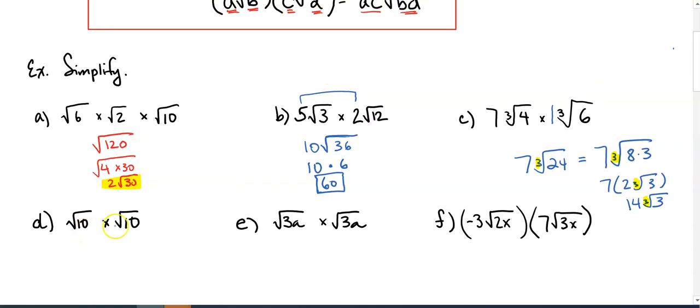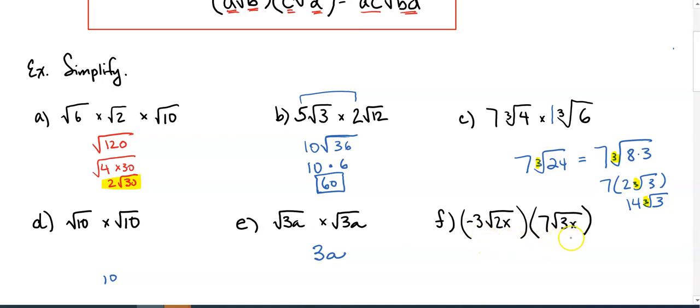For example, I would not go root 10 times root 10 is root 100. Oh, the square root of 100 is 10. We can make this a lot faster when you recognize that root 10 times root 10, well, you're just multiplying the same thing twice, so the square root is one of those. So whenever you have the same number under the radical, root 10 times root 10, the answer is just 10. Just like root 3a times root 3a, instead of writing 9a squared and then taking the square root of both of those, I would say root 3a times root 3a is just 3 times a. Right? And it just helps you out a bit.